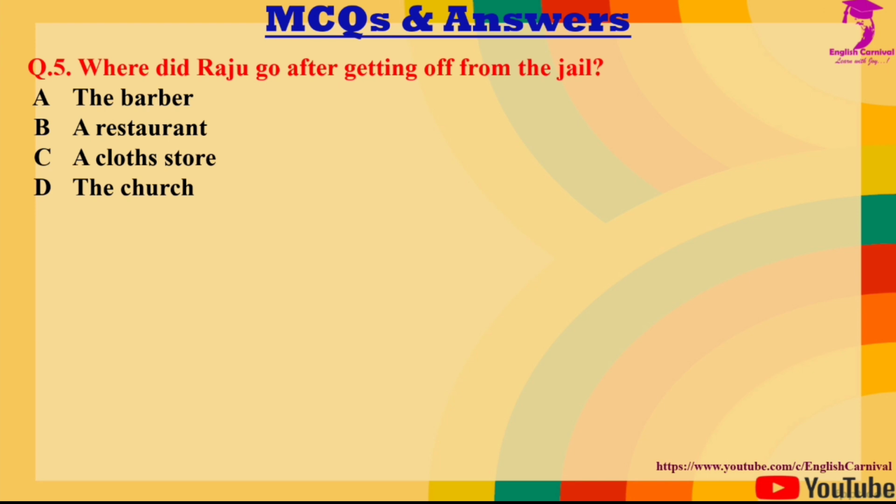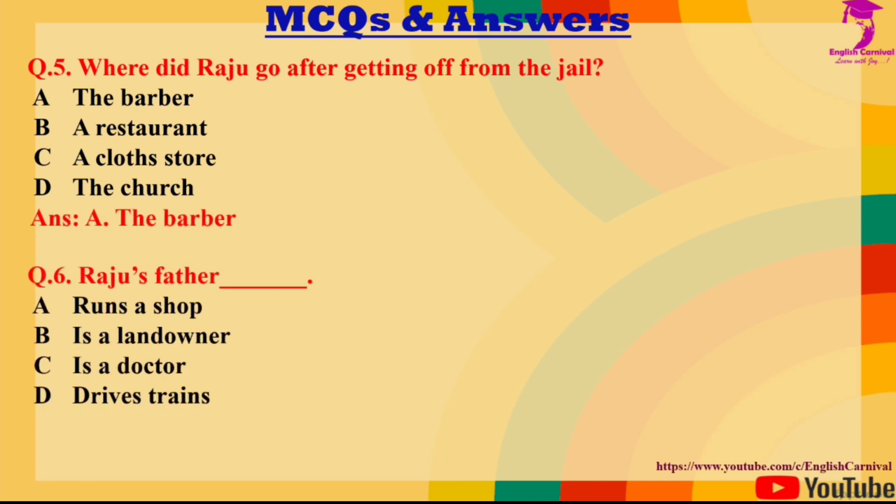Question number 5 we have, where did Raju go after getting off from the jail? Options are A the barber, B a restaurant, C a cloth store and D the church. The correct answer is A, that is the barber. Question number 6 we have, Raju's father dash. Options are A runs a shop, B is a landowner, C is a doctor and D drives trains. The correct answer is A, that is Raju's father runs a shop.